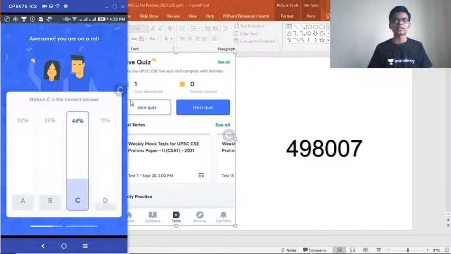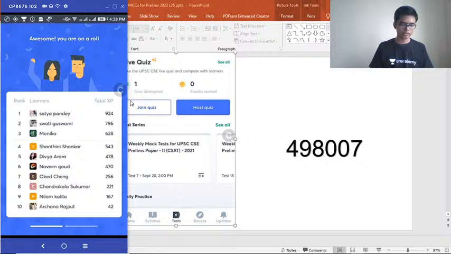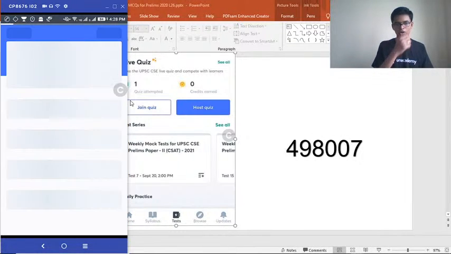Done. Correct answer option C, 44% getting it. Very good. Satya, Swati, Monica still at the top.